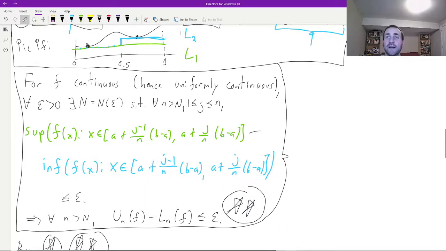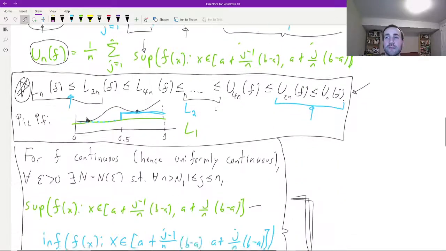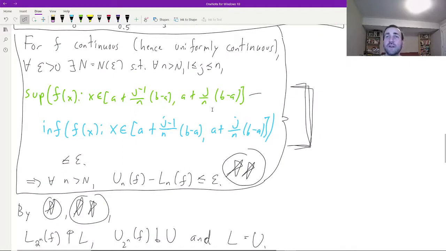The next part to look at is to take advantage of the fact that f is continuous, and in particular, it's uniformly continuous. So if I look at one of these little chunks here, that is, if I look at the difference between the green curve in one particular region and the blue curve in the same region, that difference is going to go to 0.